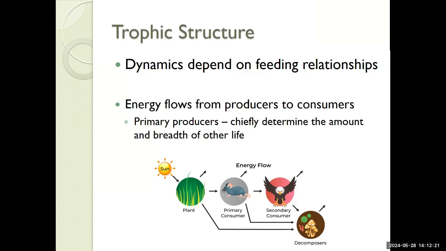In general, the energy is going to flow from producers to consumers, and all life can trace their primary energy source back to the sun. So in our diagram here, we can see that the sun is fueling the plant life, and that those plants can be eaten by primary consumers, who then can be eaten by secondary consumers. And when all these things die, they are decomposed, re-releasing their elements and nutrients that they've acquired along the way. As we've mentioned before, the primary producers chiefly determine the amount and breadth of other life within an ecosystem.